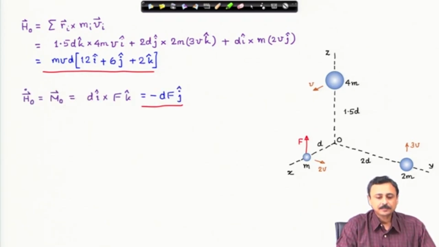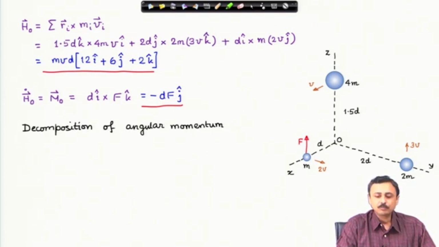We are now going to look at the rate of change of the angular momentum from the moment about O. Here we are using the dynamical equation: the rate of change of angular momentum about O is equal to the moment of all forces about O. That turns out to be the position vector of a convenient point where the force is acting, that is d i cap, cross F k cap, where F k cap is the force vector. So, that turns out to be minus d F j cap. That is the rate of change of angular momentum of the system about O.